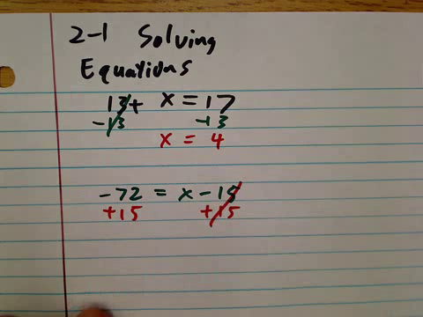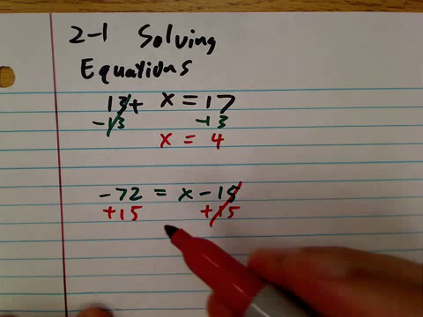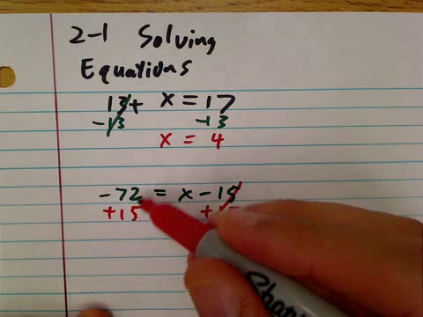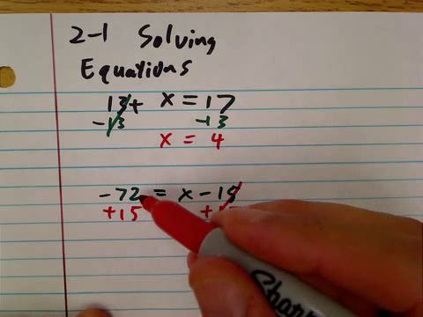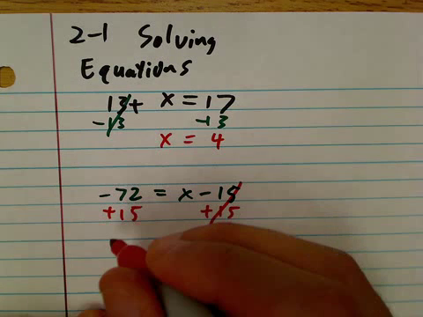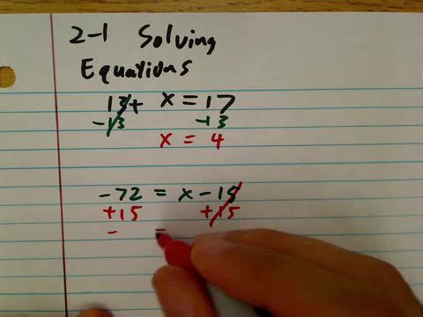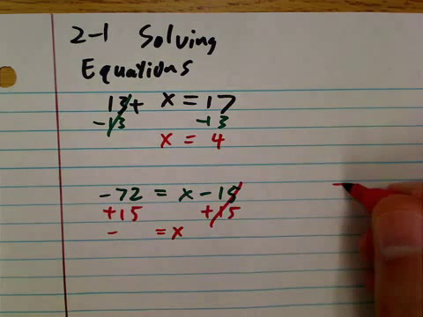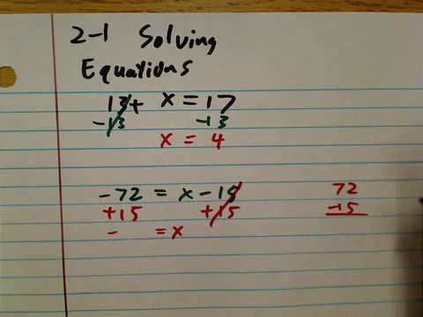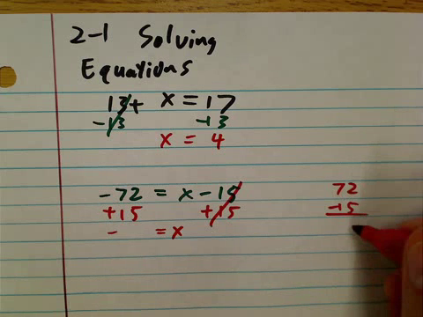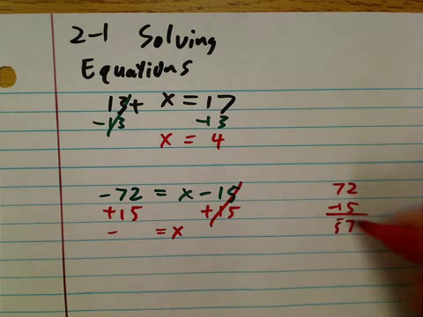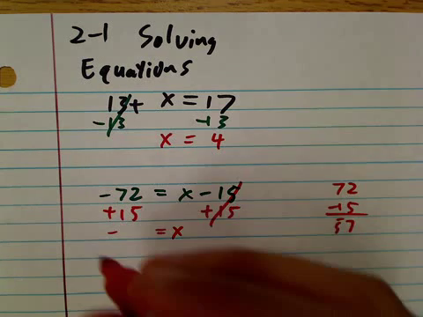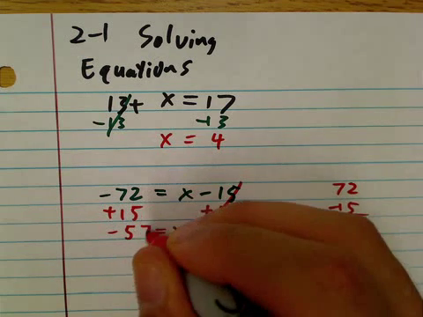Over here, negative 72 plus 15, well, the signs are different. Okay, the 72 is further from 0, so the negative is going to win. It's going to be negative. And these are opposing each other, so I'm going to subtract the numbers. 72 minus 15. Let me see, 12 minus 5, 57 I got there. 57. So negative 57 equals x.